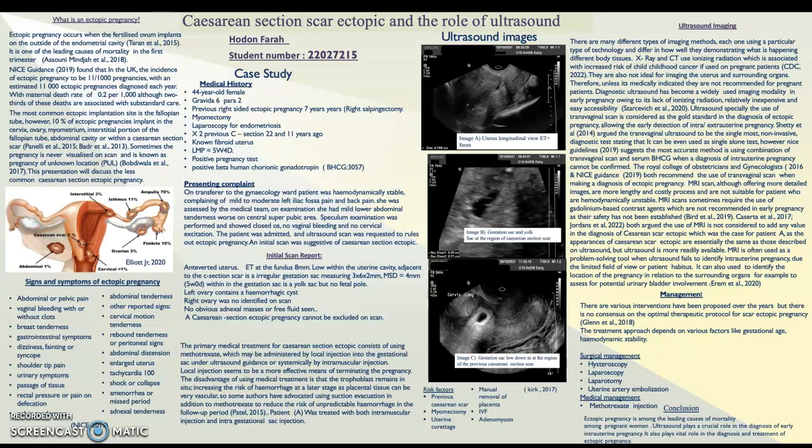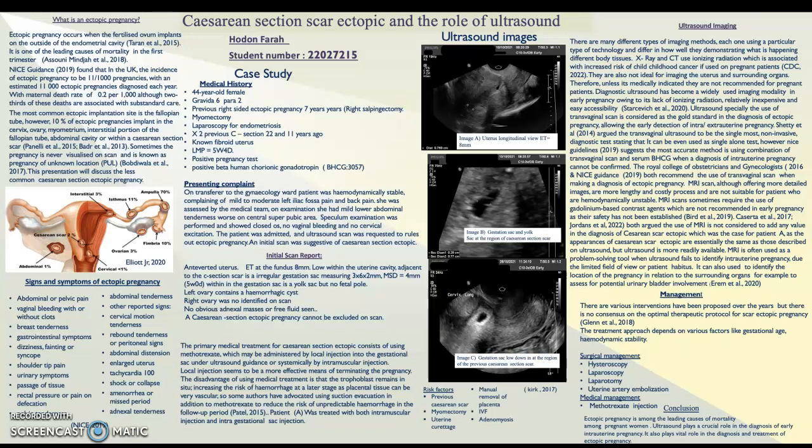Initial scan showed an anterior uterus with endometrial thickness of 8 mm at the fundus. Low within the uterine cavity adjacent to the previous caesarean section scar is an irregular gestation sac measuring 3 by 6 by 2, mean sac diameter 4 mm, making it 5 weeks and 0 days. Within the gestation sac is a yolk sac but no fetal pole.